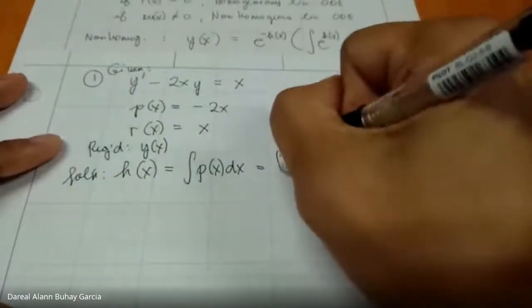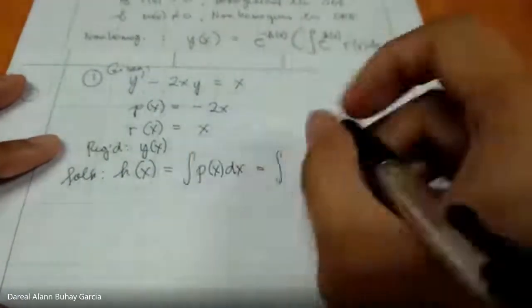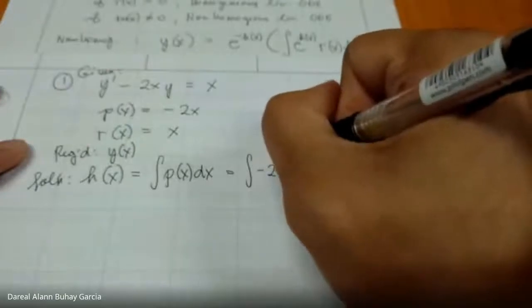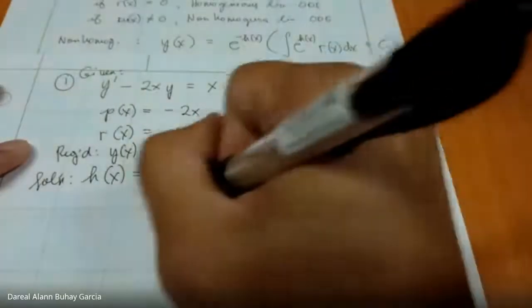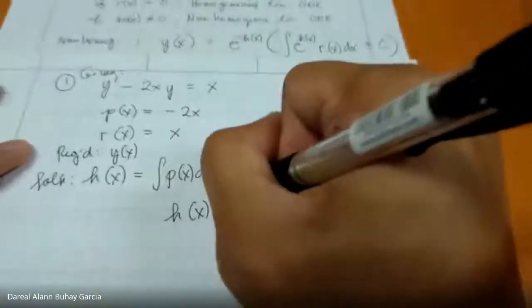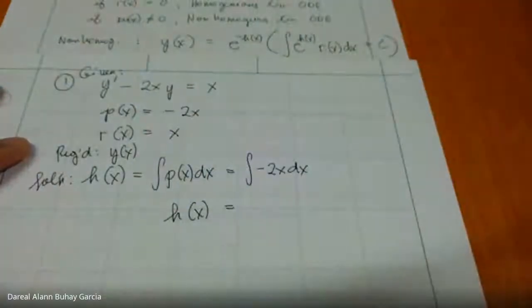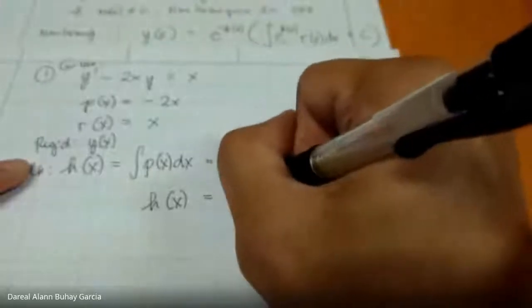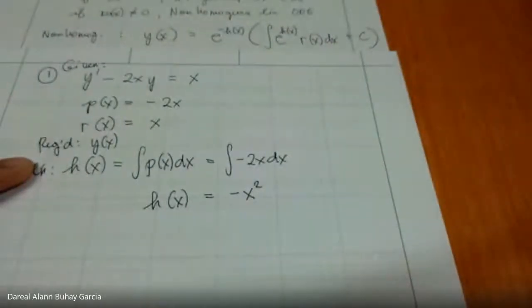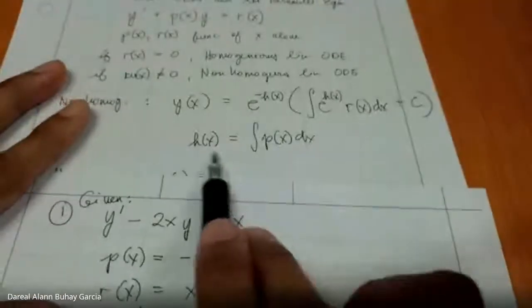So the integral of p of x is the integral of negative 2x dx. Therefore, our h of x is just equal to negative x squared. Or negative x squared, naman tayo negative. So negative x squared. Okay, very good. So we already have our h of x.